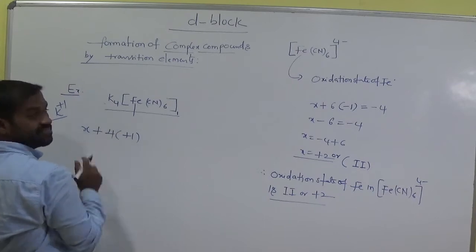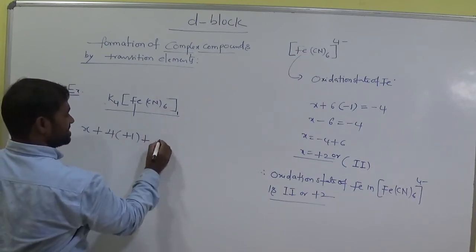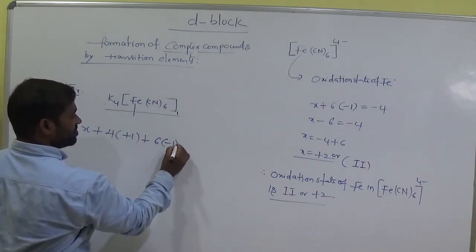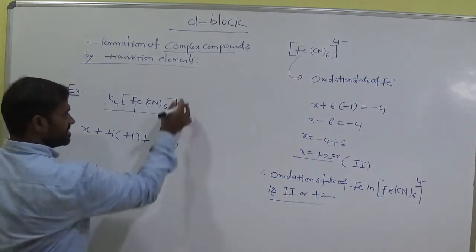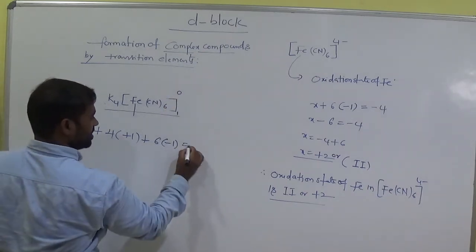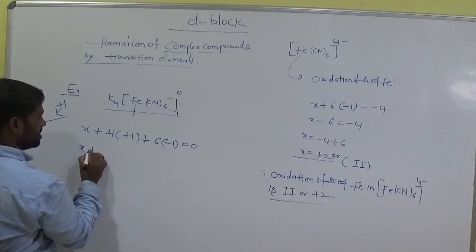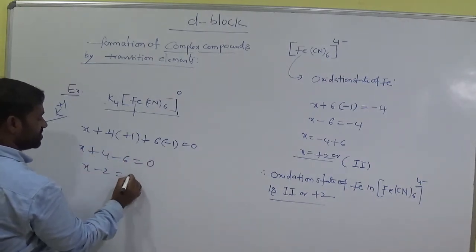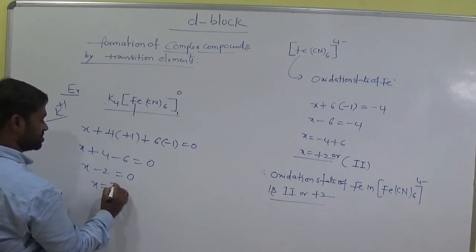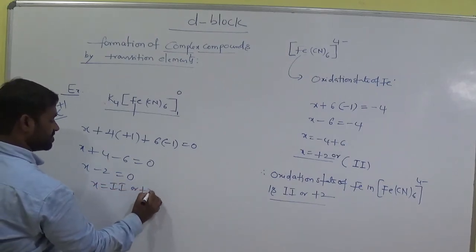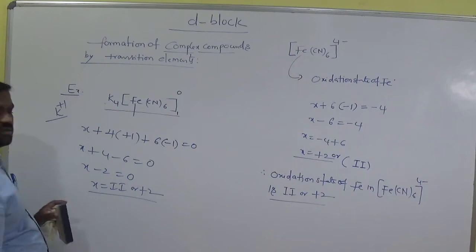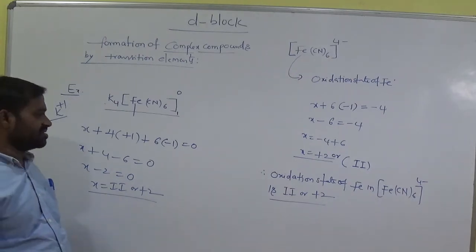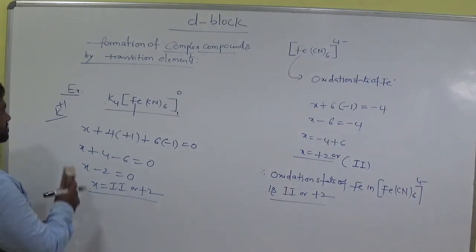So 4 into +1 plus 6 cyanides. What is the value? -1. Is there any charge? 0. So equals 0. So X plus 4 minus 6 equals 0. Then X minus 2 equals 0. X equals +2. Roman numbers are this one. Okay, both are the same.